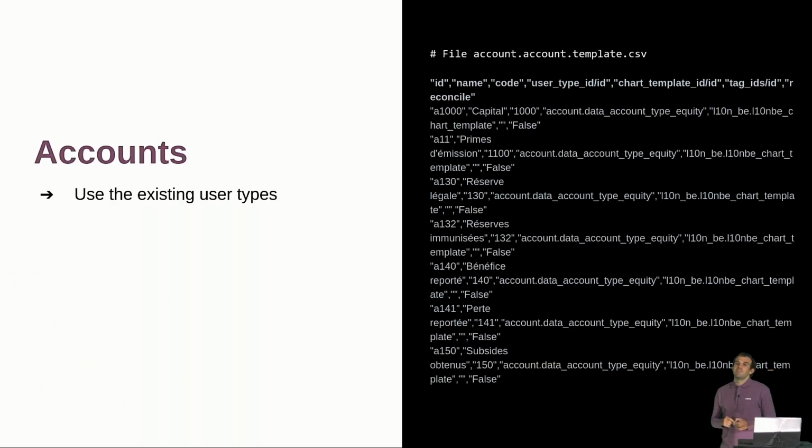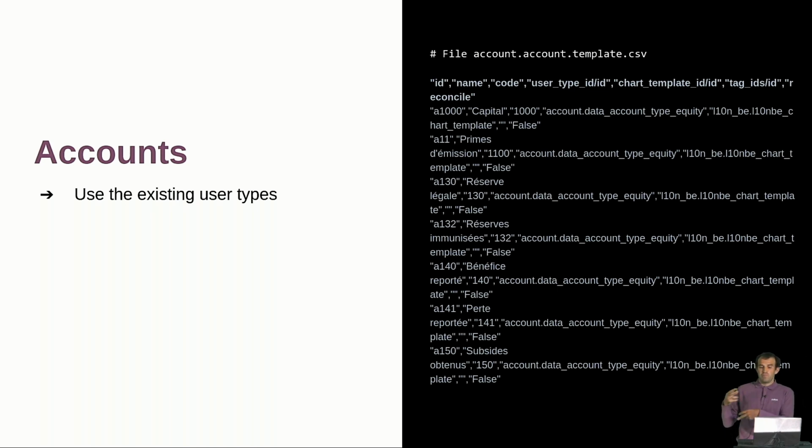So let's start with the accounts. They are defined in the CSV. You see this really ugly on the right side, but you can actually just open it in a spreadsheet. The first column is the ID. In Odoo we use the XML ID. We were talking about copying from template and instantiating them.